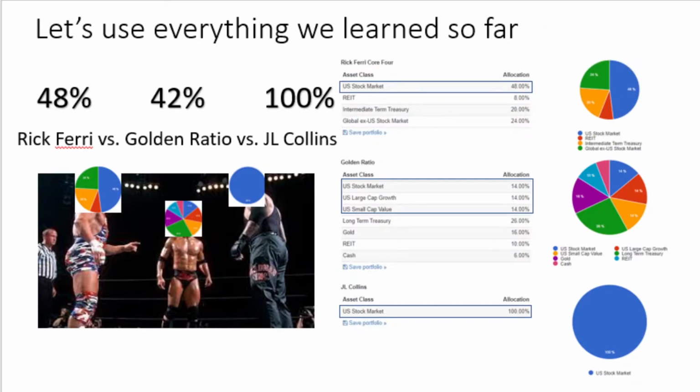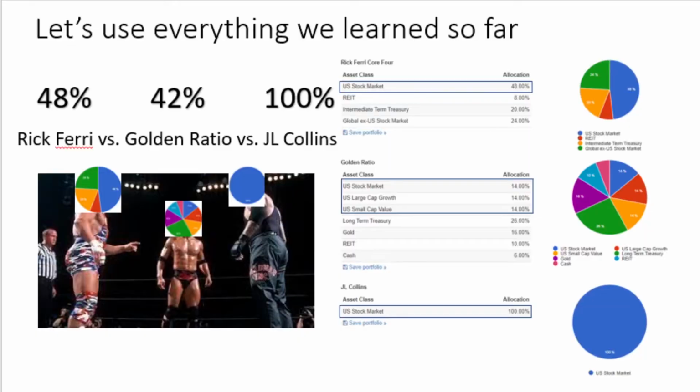Right. So right here we have three portfolios, no? You have the Rick Ferry Core 4 composed of 48% stocks, the golden ratio with 42% stocks, and the JL Collins, no, portfolio with 100% US total stock market, no. So ito yung composition ng stocks per portfolio. And as you recall last time, yung stocks ang main driver of growth ng portfolio. So given this, ina-expect natin na si JL Collins ang pinakamataas ang growth, followed by the Rick Ferry Core 4 and the golden, then last dapat yung golden ratio.